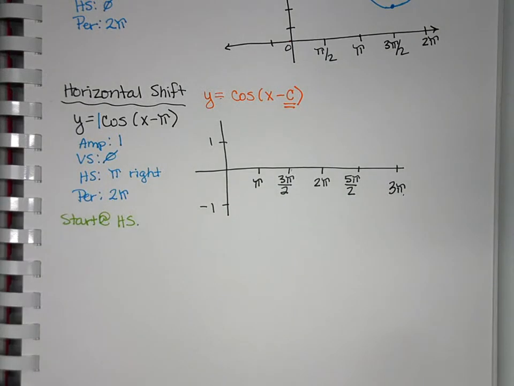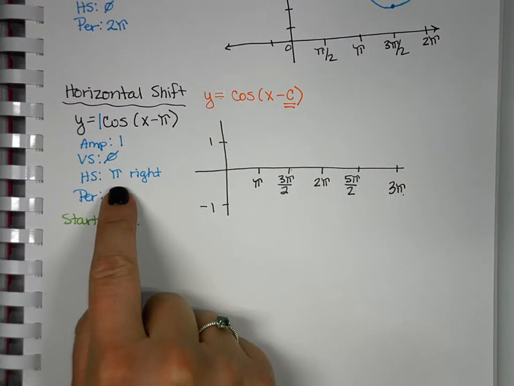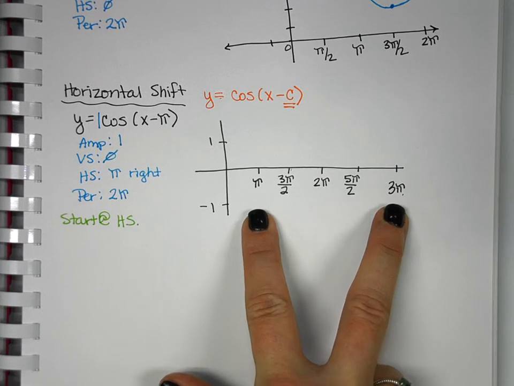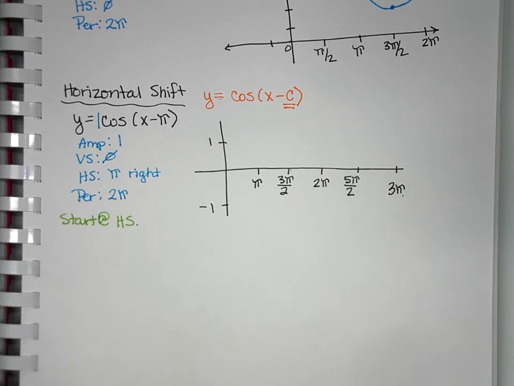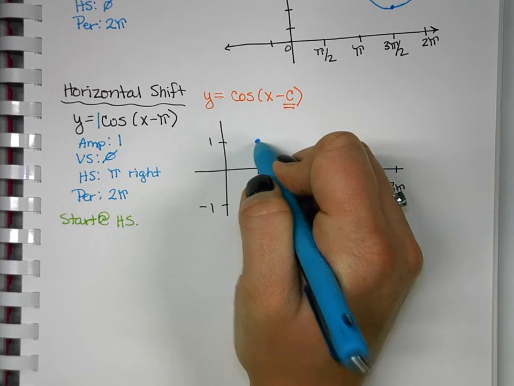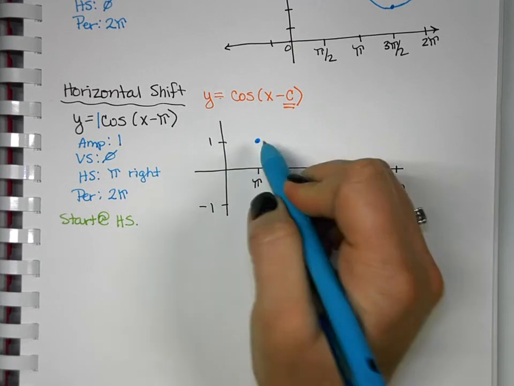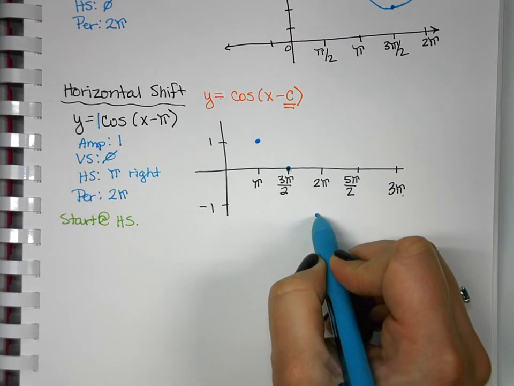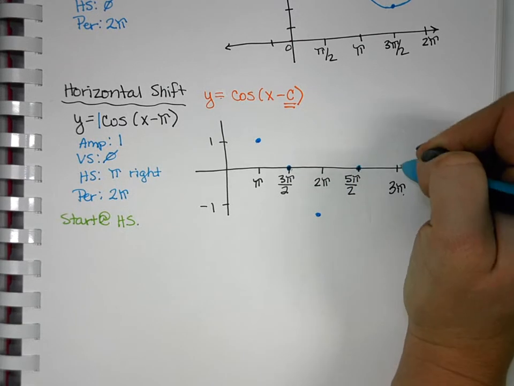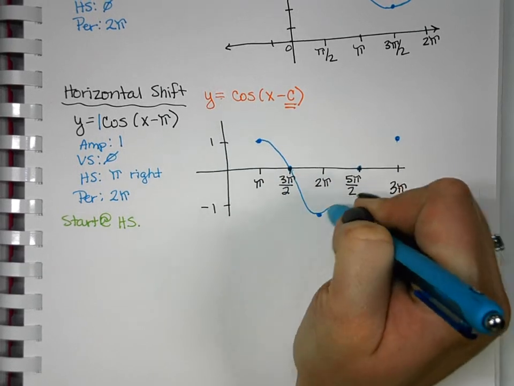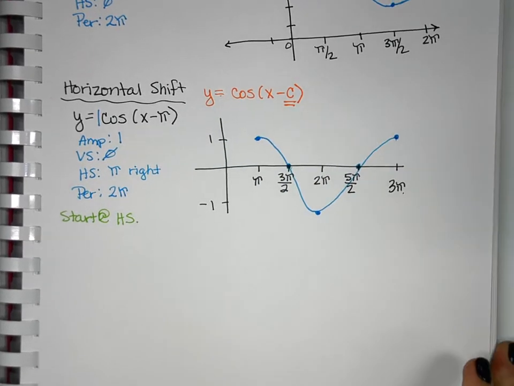So now we can just follow our pattern because we've taken care of the horizontal shift. Our period is taken care of because we've got that marked out. So now it's time to draw our graph. For cosine, we start up at 1. So at pi, we're going to be up at 1, come down to 0. Then at 2 pi, we're going to be down here at -1, back to 0, ending at 1. Connect the dots. You have your shifted cosine graph.